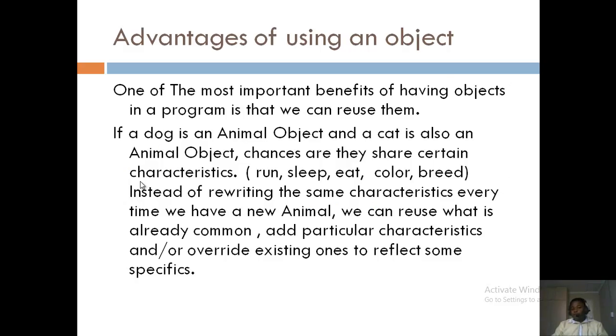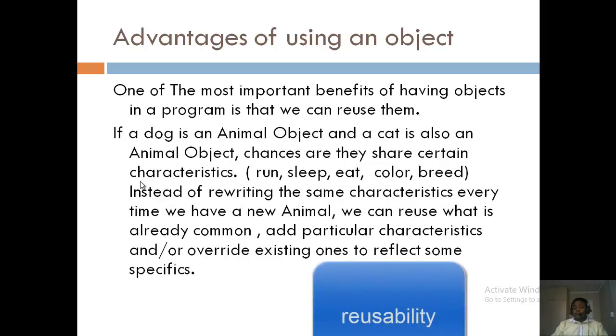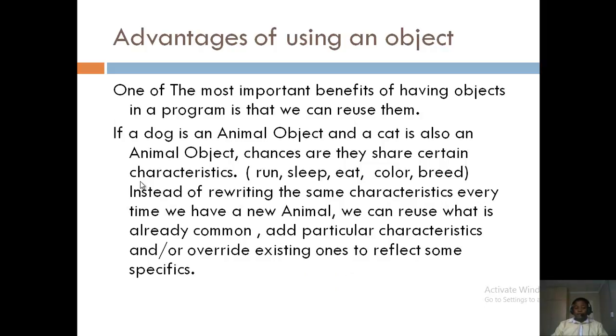So what is the most important thing about using objects? One of the benefits we get by using objects is reusability. When we have an object, it is easy to reuse it anytime we need it. For example, a dog is an animal, and we think of it as an object, and then we also think about a cat as another object, because the cat is also an animal. Chances are these two share some similar characteristics. For example, they can both run, sleep, eat, and they both have a color, breed, and so forth.